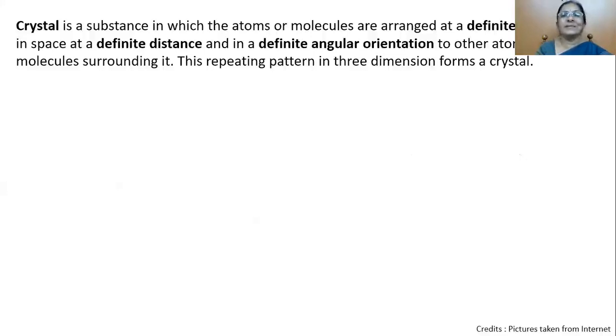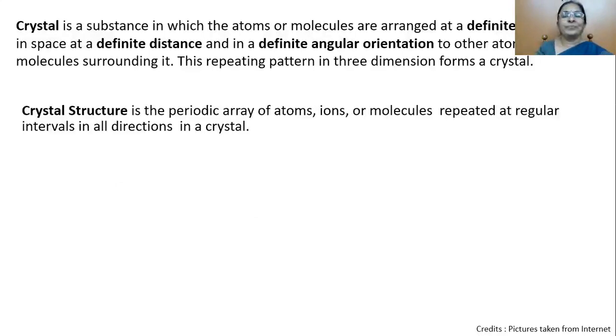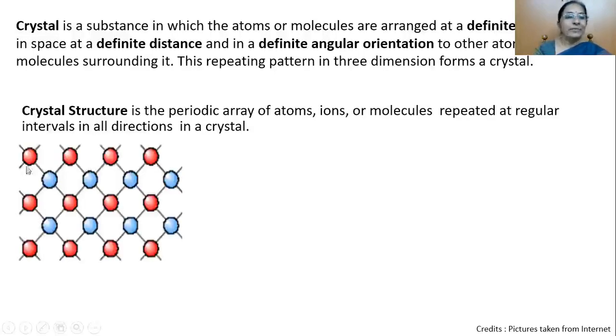A crystal is a substance in which atoms or molecules are arranged at a definite point in space, at a definite distance from each other, and in a definite angular orientation to other atoms or molecules surrounding it. This repeating pattern in three dimensions forms a crystal. Crystal structure is the periodic array of atoms, ions, or molecules repeated at regular intervals in all directions in a crystal. Look at this type of crystal. We could see the same kind of atoms located at definite points, at definite distance, in definite orientation in three dimensions.